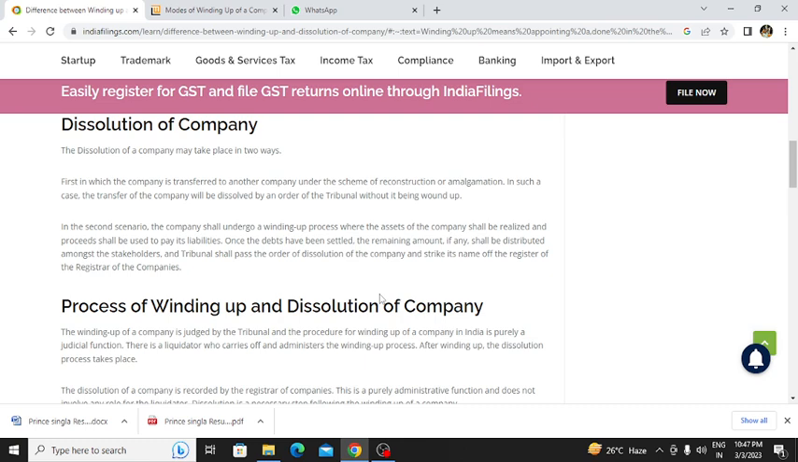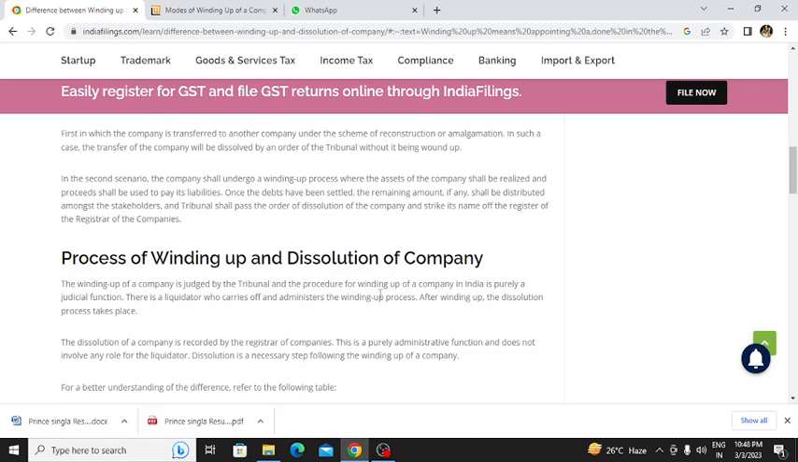One company is transferred to another company under a scheme of reconstruction and amalgamation. In such a case, the transferor company will be dissolved by order of the tribunal without being wound up.